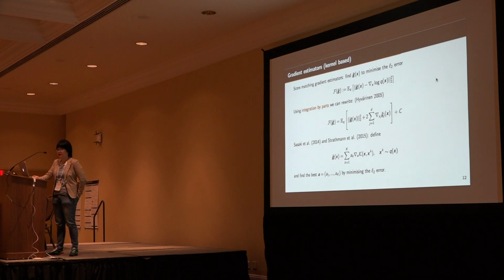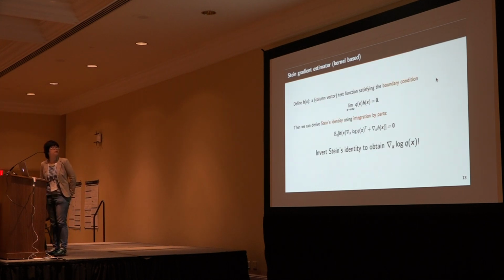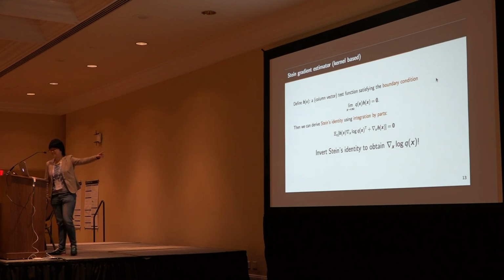I'm going to tell you the method that we proposed. It is also based on the observation for integration by parts. Let's say you have a test function which I call h. And then if you assume this boundary condition, then you can pretty much use the same idea as to derive the previous equation, which is integration by parts, to show that this identity is true. So this identity is called Stein's identity.